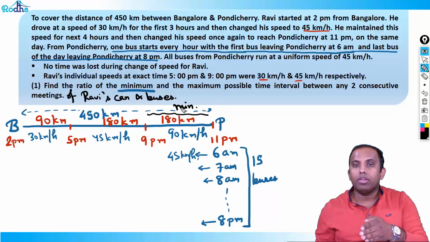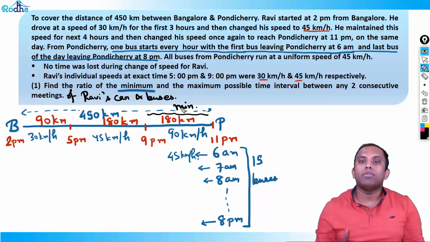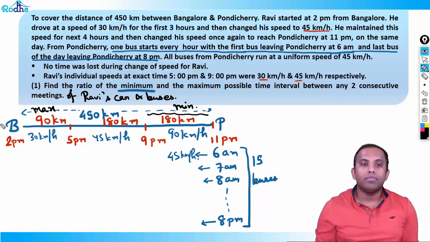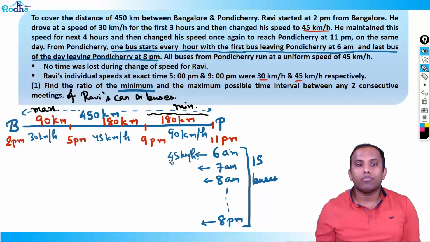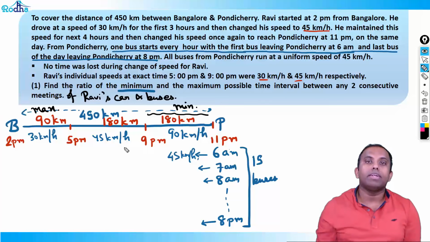My car is going slowly, so buses are coming, right? So you'll have the maximum time interval when my car is the slowest. This is a part of the maximum time interval. Now buses from the opposite side are coming at 45 constantly, right? So to calculate that first part, where does this first meeting take place?